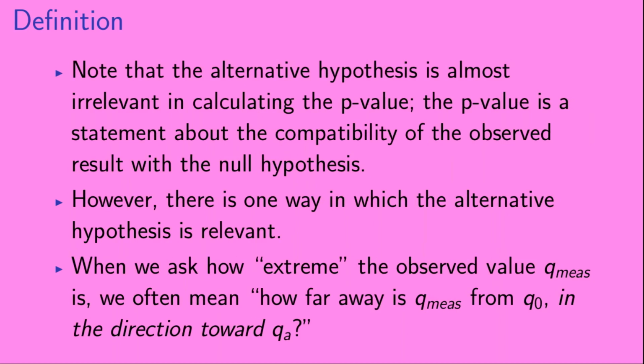Note that the alternative hypothesis is almost irrelevant in calculating the p-value. The p-value is a statement about the compatibility of the observed result with the null hypothesis. However, there is one way in which the alternative hypothesis is relevant. When we ask how extreme the observed value Q measured is, we often mean how far away is Q measured from Q0 in the direction toward QA.